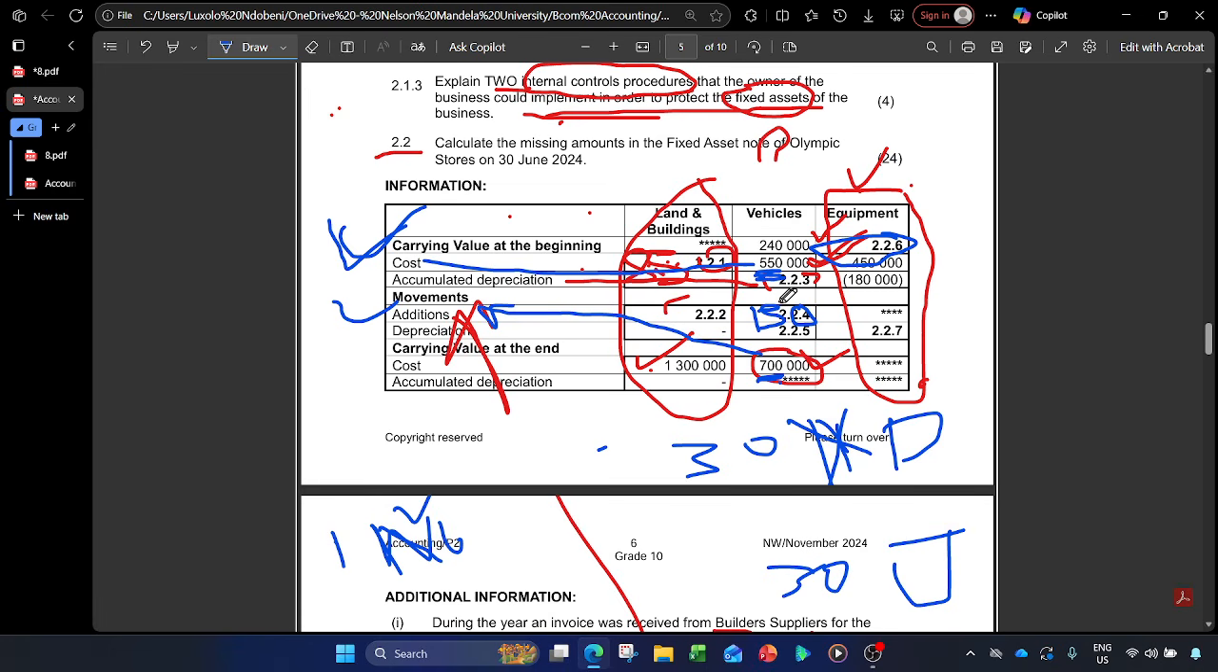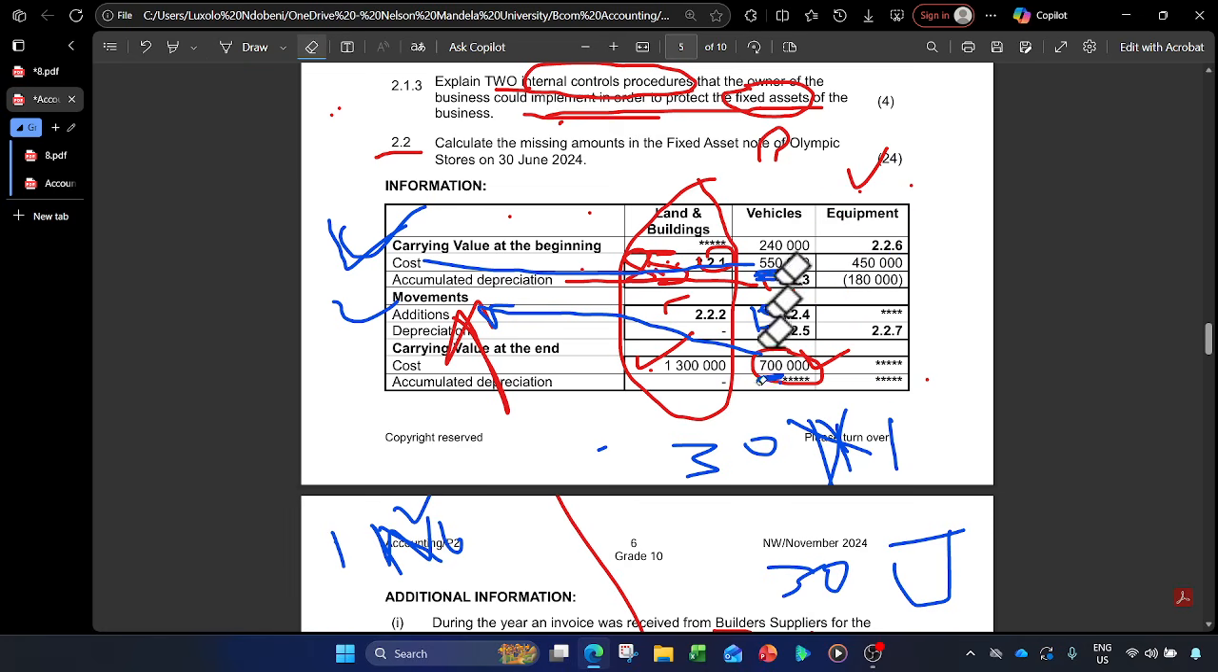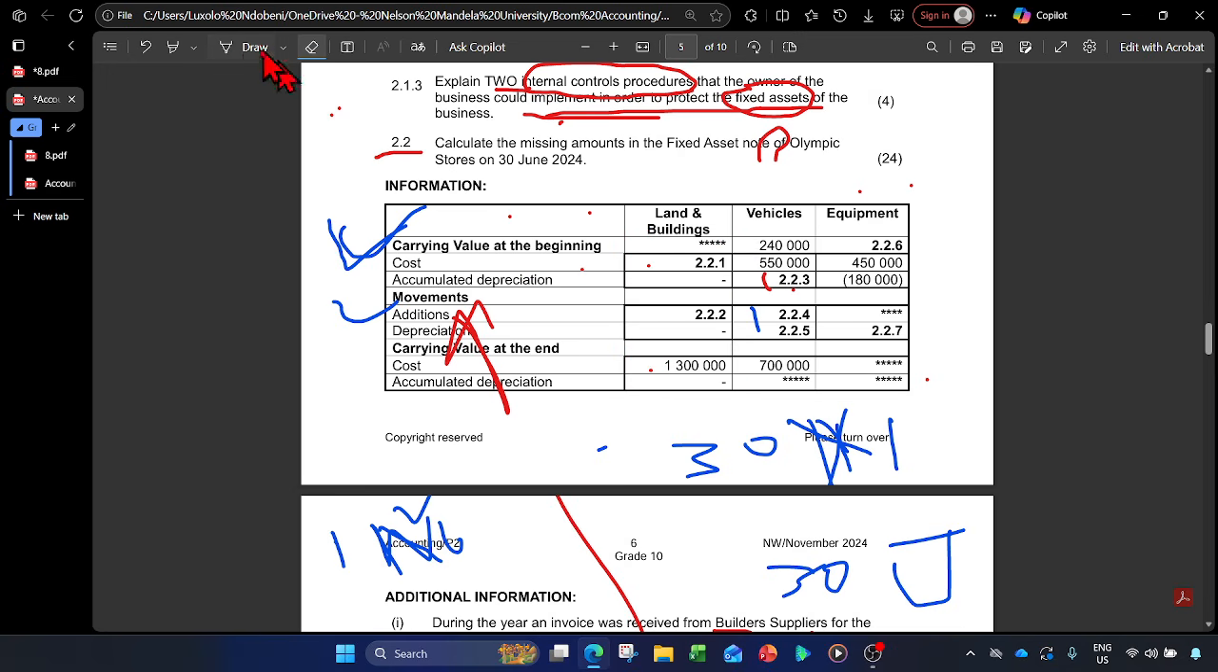So 2.2.6 carrying value, they ask us to calculate the carrying value, right? So the cost, let me see, I think is too much. Let me use the eraser, because now we can't see. Yeah, I think everything is clean. Okay, the cost is 450,000. Accumulated depreciation is 180,000. This one is just clear.